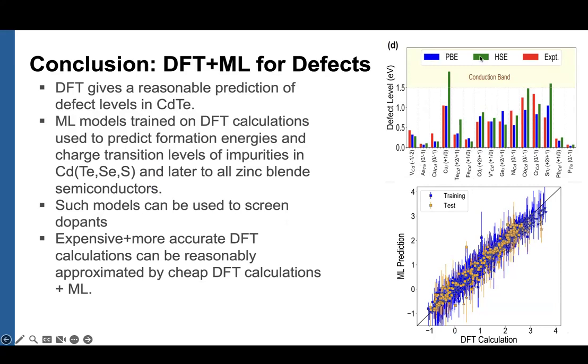PBE and HSE, so semi-local and hybrid functionals, actually perform quite similarly for the data that we can find in terms of defect levels. And the reason for that is that defect levels are total energy calculations. They are not eigenvalue evaluations, they are total energy differences. In any case, the machine learning models that are trained on DFT calculations are then used to predict formation energies and defect levels for water impurities in cadmium chalcogenides and later to all zinc blende semiconductors.